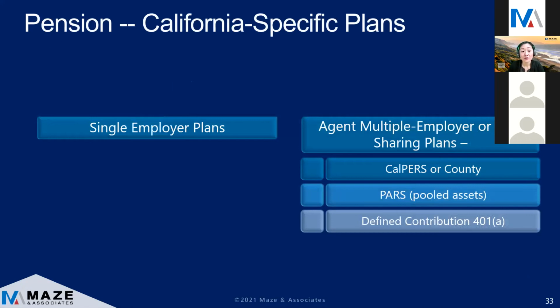So for California specifics, we're going to go through single employer plans. We want to talk about agent multiple employer or cost sharing plans. The most common situations are that your plan is with CalPERS or a county pool, and also PARS, and we will also touch on the defined contribution 401(a) plan.